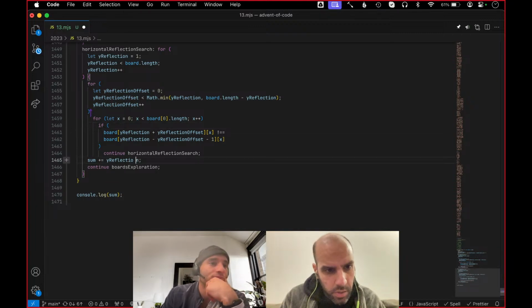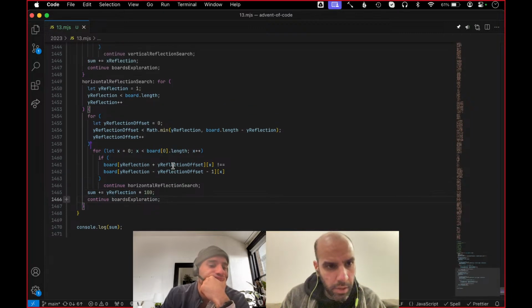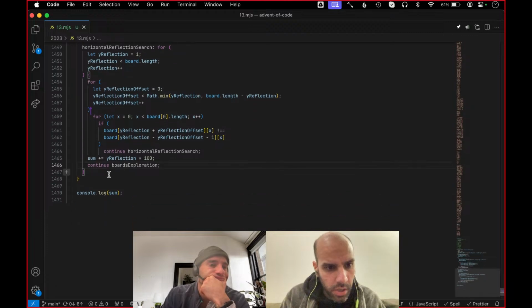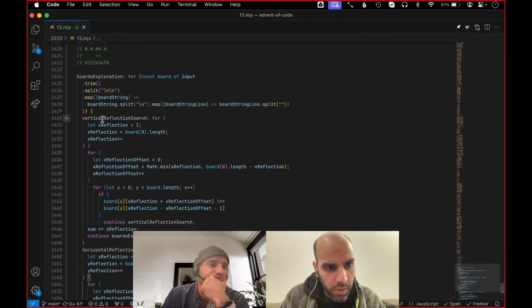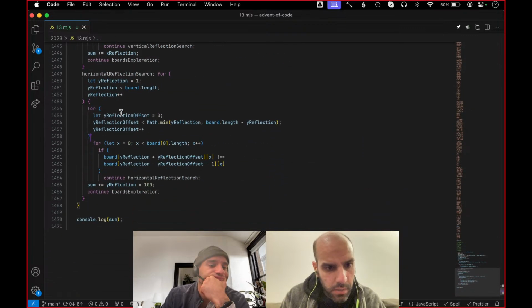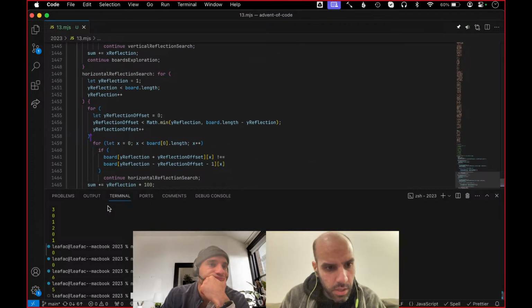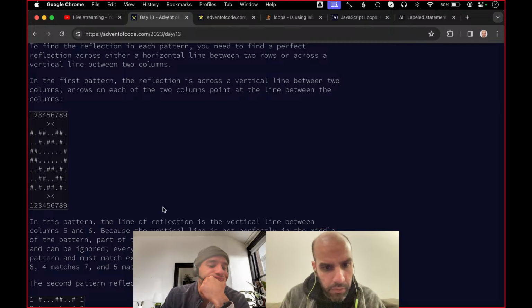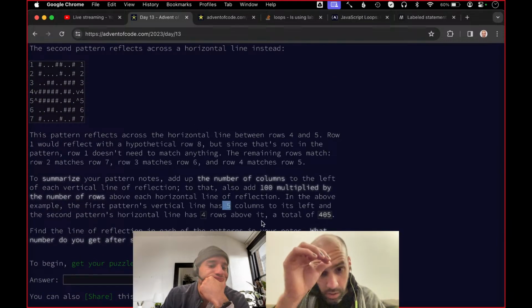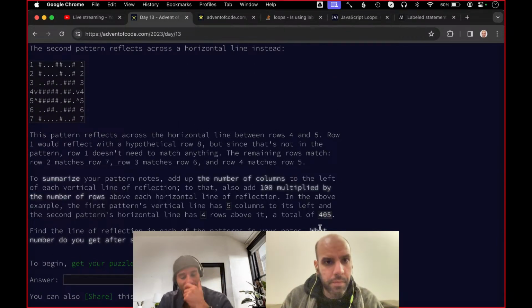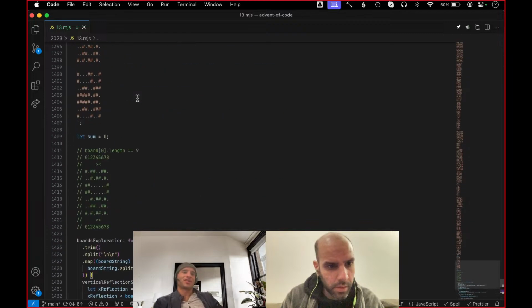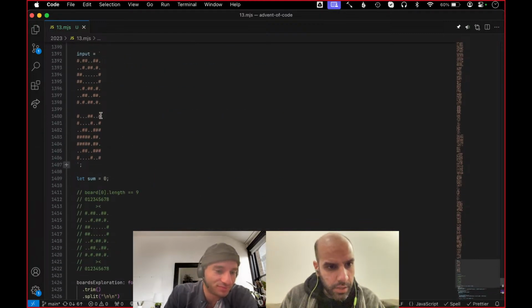And then this we multiply by 100. And this is necessary because we want to bail out of the horizontal reflection search. And I will maybe call this vertical and this X. I'm okay with that. Perhaps a bit awkward, but it is what it is. So now we get 405, which bam, bam, bam, bam. All right, let's run the real deal. Let us.